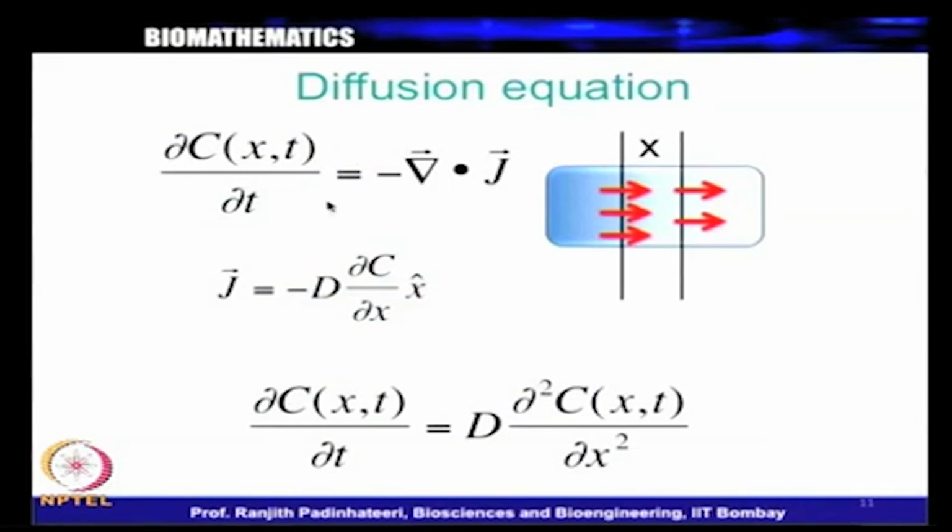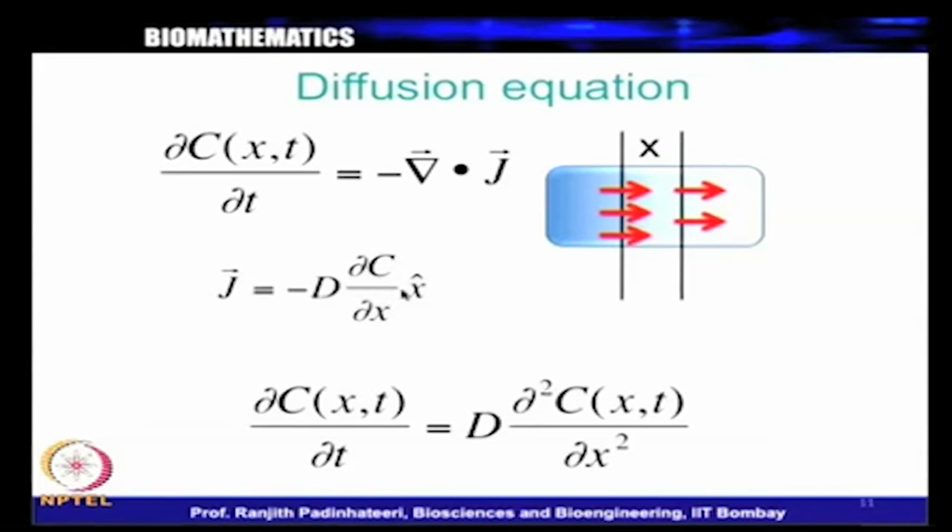Now, we also had that j is minus d del C by del x. This is something that we said in the beginning. That means, the flow is essentially due to the change in concentration. If there is no change in concentration, there is no flow. So, if there is a change in concentration, del C by del x, then there is a flow. This is the flow due to change in concentration.